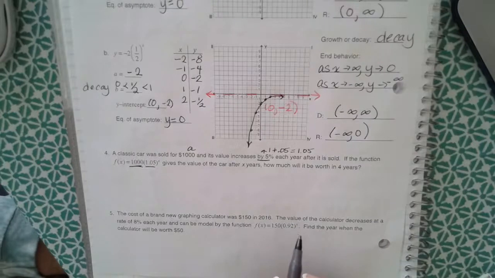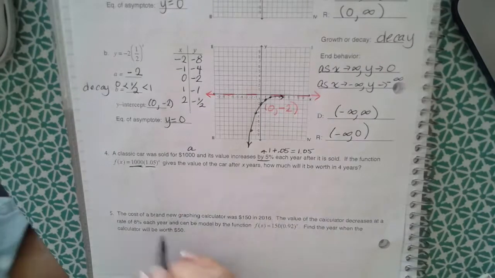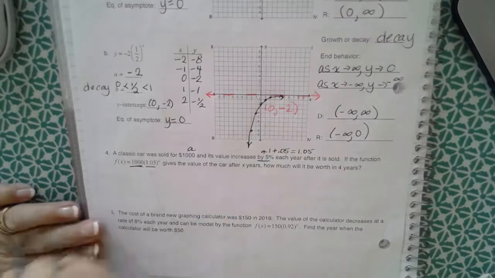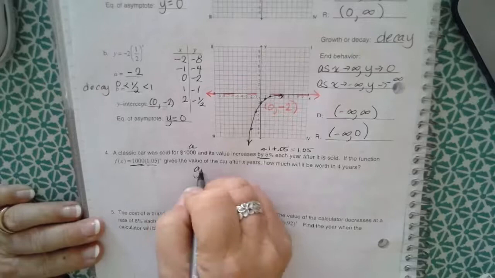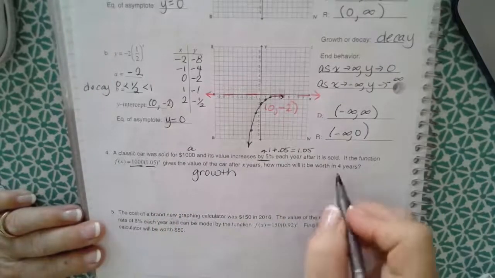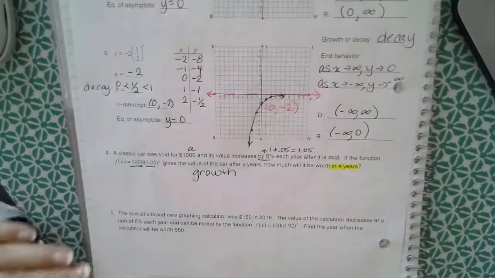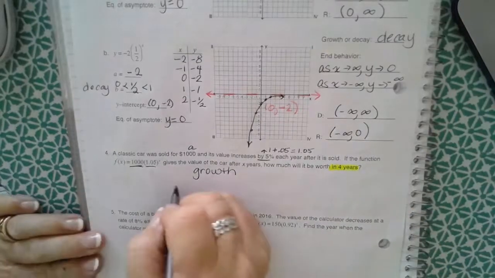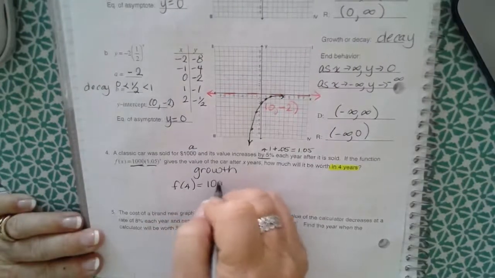So if the function gives the value of the car after x years, how much will it be worth in 4 years? So basically, first of all, is this a growth or decay? It's increasing, right? Which means it's going to be a growth. So in terms of work, they want to know how much it is going to be after 4 years. So we're going to take our function and plug in a 4 where we see the x.